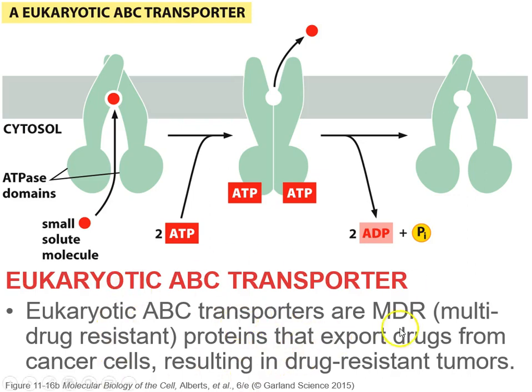So in the eukaryotic cell, these are what's called MDR. This allows a cell to, it's a multi-drug resistant protein. So in cancer cells, the cancer cells will overexpress these transporters, and this is bad if you are trying to kill the cancer cell, because that means that any drug you try to deliver to the cancer cell can just spit it right back out.